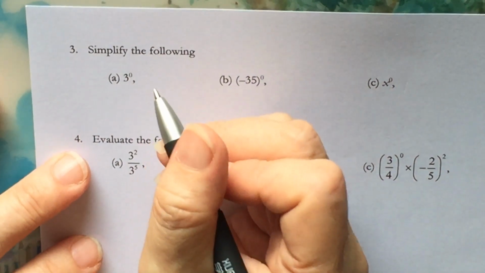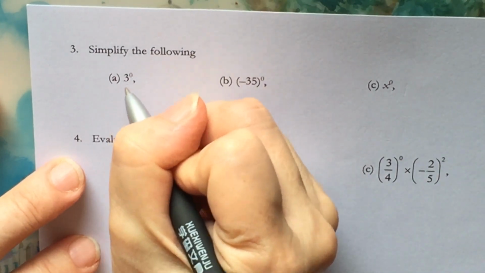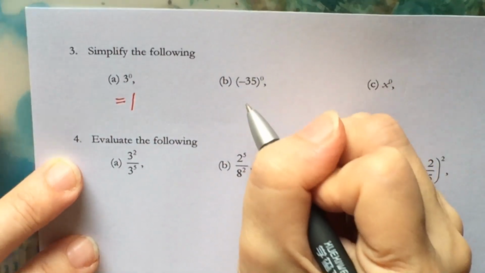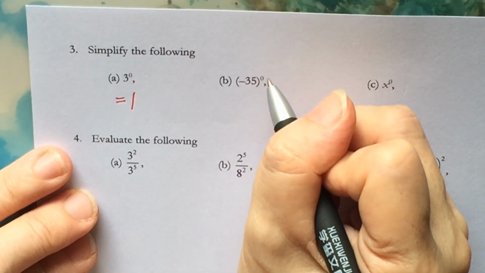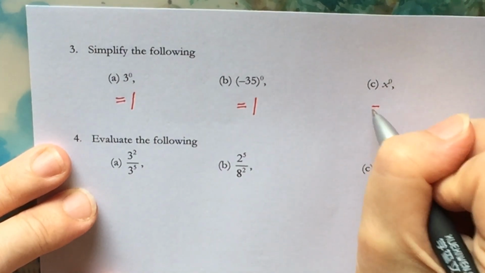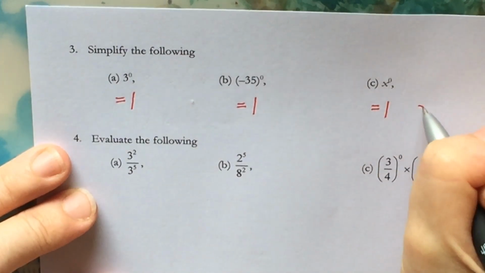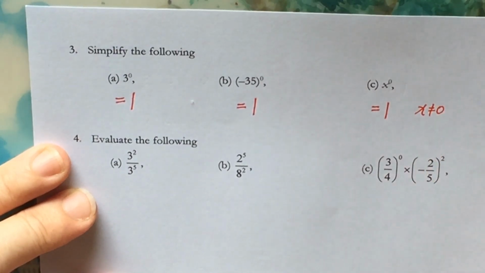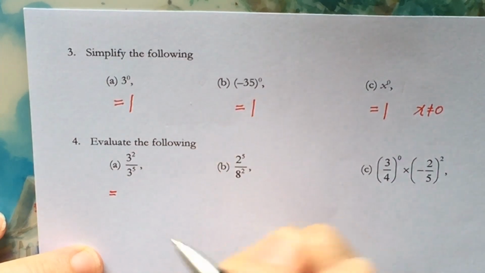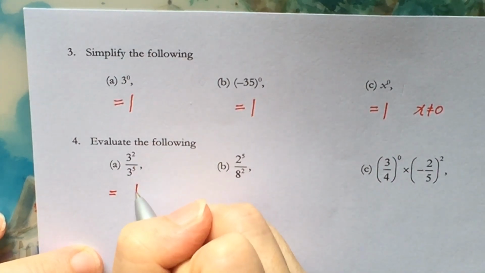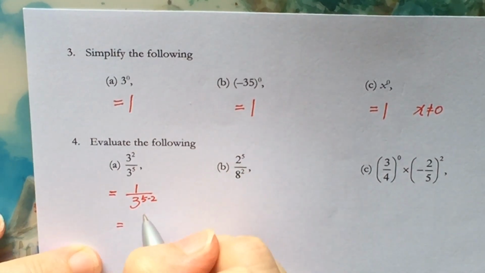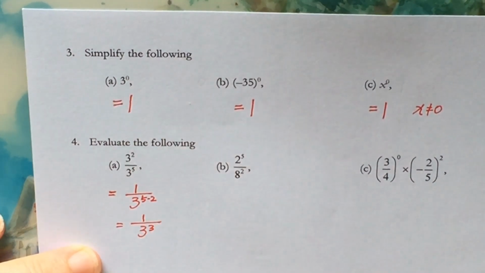Simplify the following. 3 to the power of 0. The base is not 0, so 3 power 0 is just 1. Negative 35 raised to the power 0 is also 1. x raised to the power of 0 is also 1, provided x cannot be equal to 0. And then here 3 power 2 divided by 3 power 5, so that will be 1 over 3 to the power 5 minus 2, which is 1 over 3 cubed.